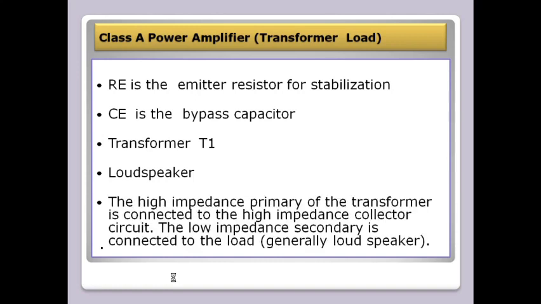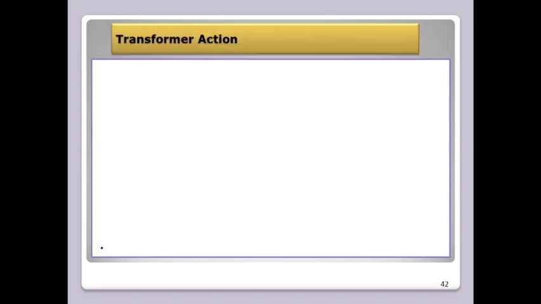Here the high impedance primary of the transformer is connected to the high impedance collector circuit. The low impedance secondary is connected to the load, usually a loudspeaker. So there is good impedance matching with the transformer load.